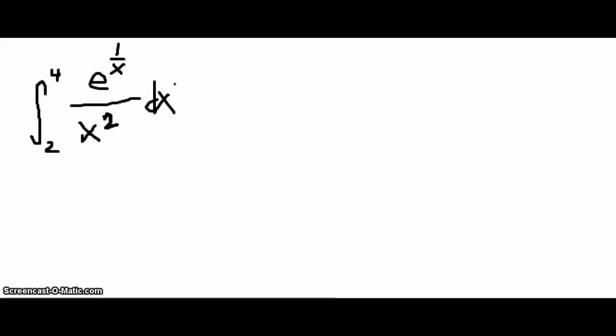Alright, so our first sample problem here is the definite integral from 2 to 4 of e to the 1 over x squared dx. So this problem, we first need to find something to substitute into u. That's why this is called a U-substitution. And this 1 over x right here looks particularly nasty to deal with. So let's substitute that into u. U is equal to 1 over x.